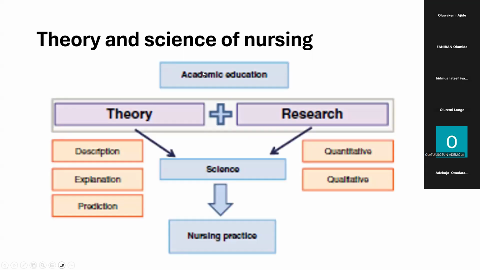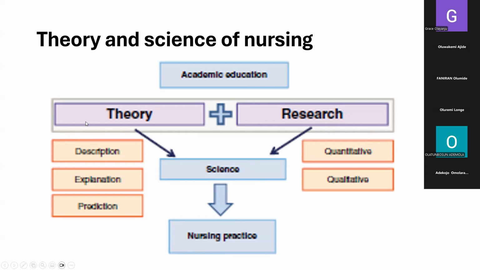so this diagram talks about theory, which is combined with research, tested in research, giving us science, and science in nursing is nursing science. And so when we say we are doing Masters of Science in Nursing, or Bachelor of Science in Nursing, or Bachelor of Nursing Science, there has to be a theory component, there has to be a research component. And the combination of these two gives us the science in nursing, which is a nursing science.